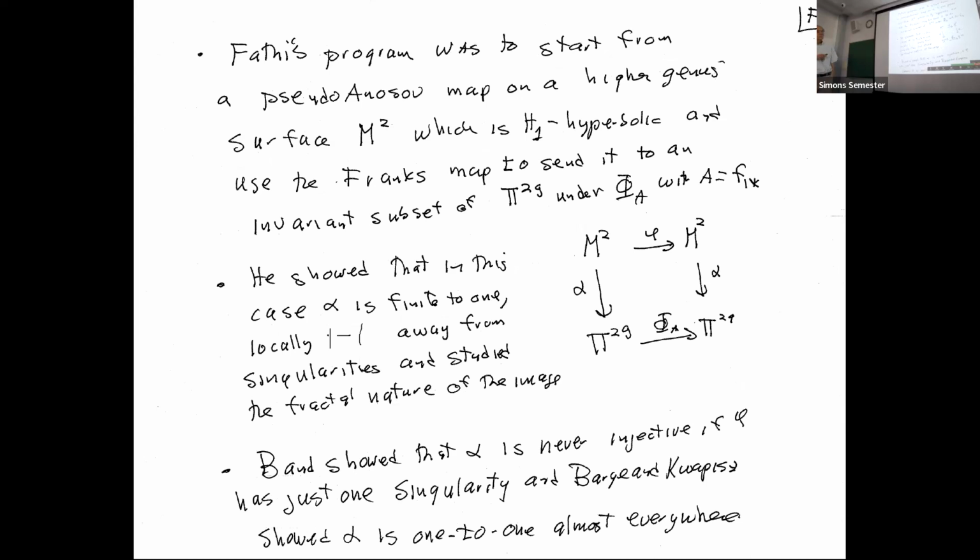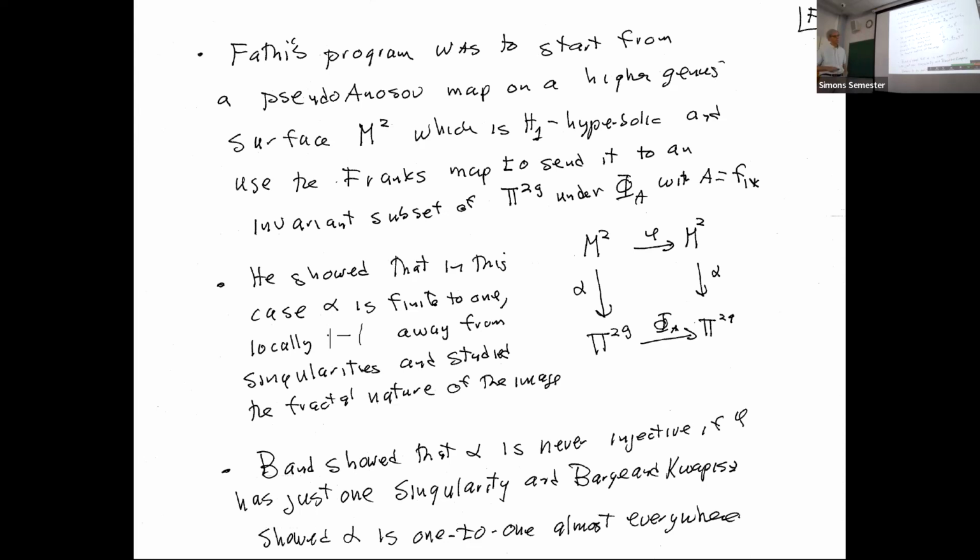Well, Fathi's idea was to use Franks' map: start with a pseudo-Anosov map on a higher genus surface, whose action on H1 is hyperbolic. Then you take the Franks map, and if it's genus g, you send it into a toral automorphism. The action on H1 gives the hyperbolic toral automorphism. This image sits inside, and it's clearly a compact invariant set. So the question is, is it a manifold? In other words, is this map 1-to-1 or not?